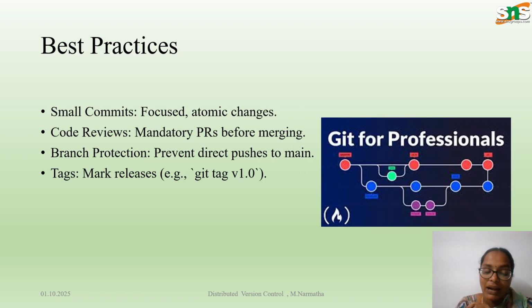The main best practices are: any commit should focus on atomic changes, code reviews are mandatory, and we should protect branches to prevent direct pushes, and use tags.